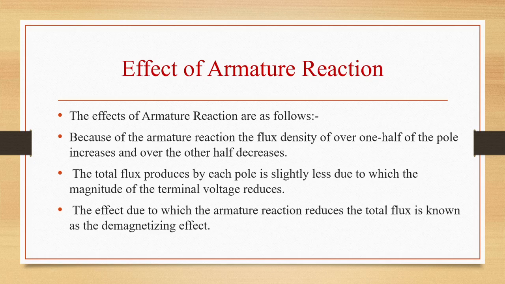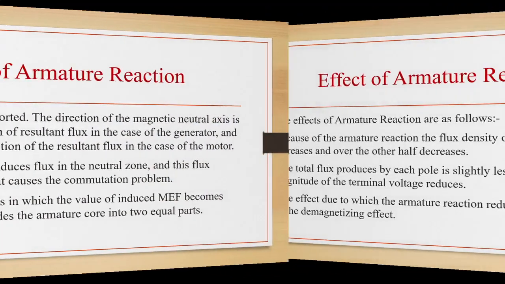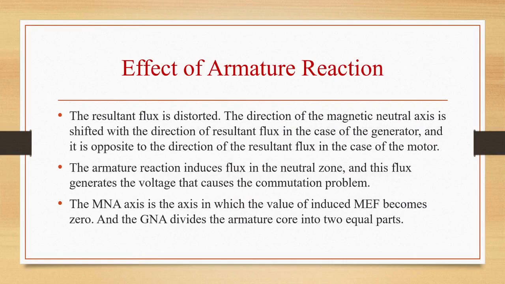So there are basically three effects. One is magnetizing, second is demagnetizing, third is cross-magnetizing effect. So the effect due to which armature reaction will reduce the total flux is called demagnetizing effect. The resultant flux is distorted.